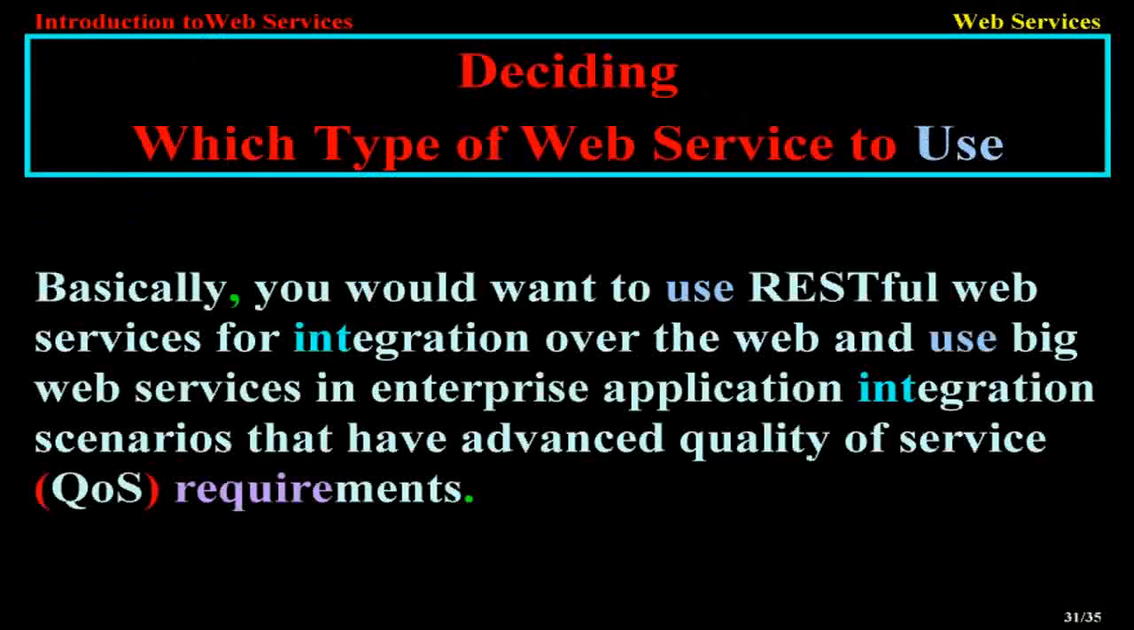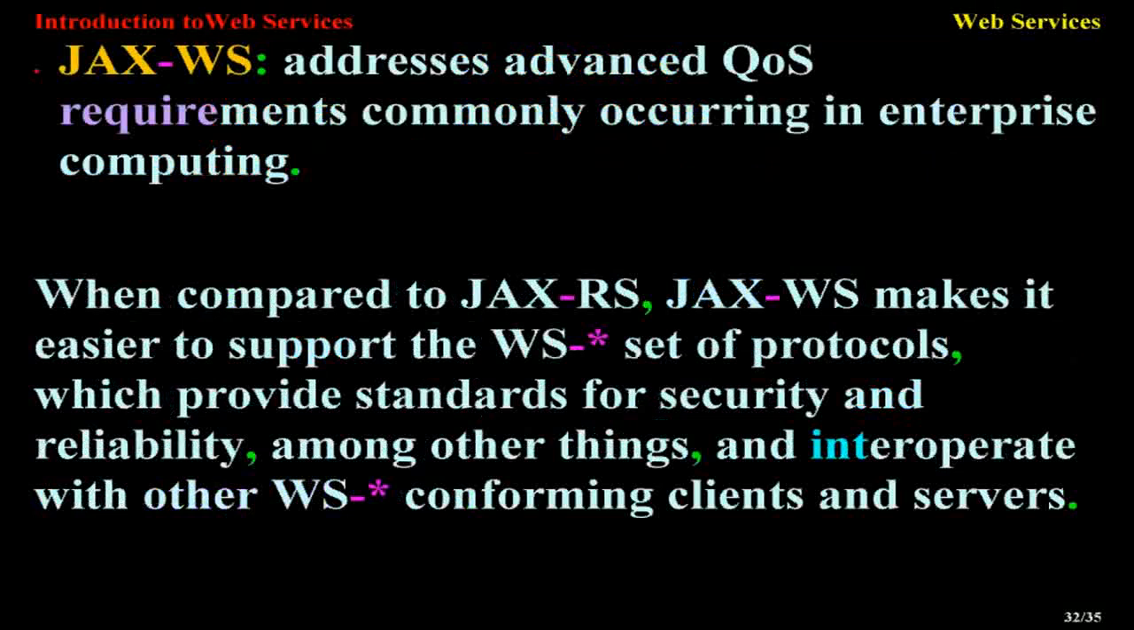Deciding which type of web service to use. Basically, you would want to use RESTful web services for integration over the web and use big web services in enterprise application integration scenarios that have advanced quality of service (QoS) requirements. JAX-WS addresses advanced QoS requirements commonly occurring in enterprise computing. When compared to JAX-RS, JAX-WS makes it easier to support the WS-* set of protocols, which provide standards for security and reliability, among other things, and interoperate with other WS-conforming clients and servers.